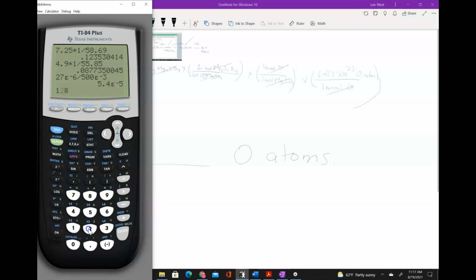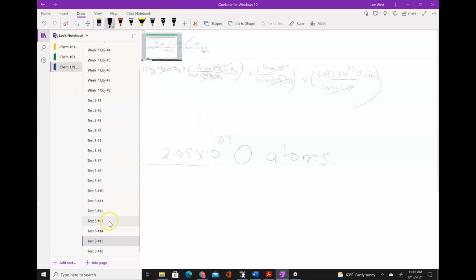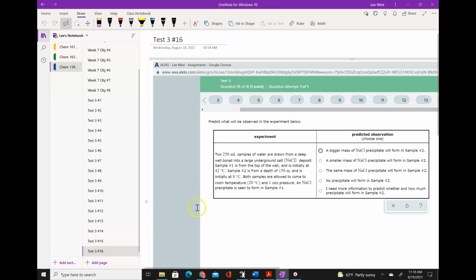So we got 120 grams of Phosterite times 1 mole of Phosterite per 140.69 grams times 4 moles of oxygen atoms for every 1 mole of the Phosterite times 6.022 by 10 to the 23 atoms of oxygen for every 1 mole of oxygen, and I ended up with 2.05 by 10 to the 24 oxygen atoms, which is more than what's in a mole by about a factor of 4, which is what I was expecting. All right, cool. Last one, here we go.